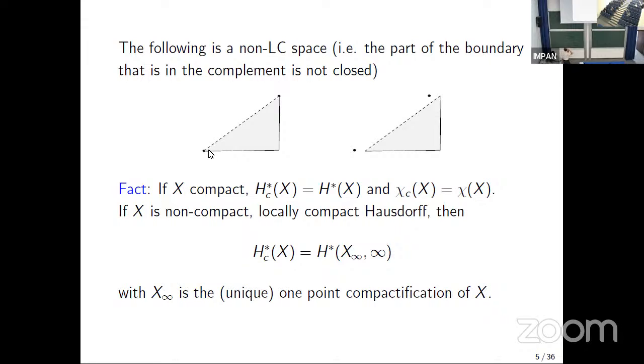If X is compact, the cohomology with compact support is the same as the cohomology we usually use, and chi_c is the chi we use also. Otherwise, if you're in a locally compact Hausdorff space, one way to compute is to take the cohomology of the one-point compactification, whose existence is unique, modulo the point at infinity. Just if you wonder how you want to compute this.